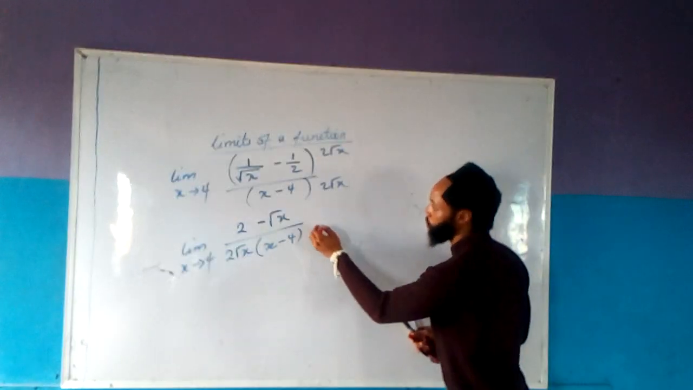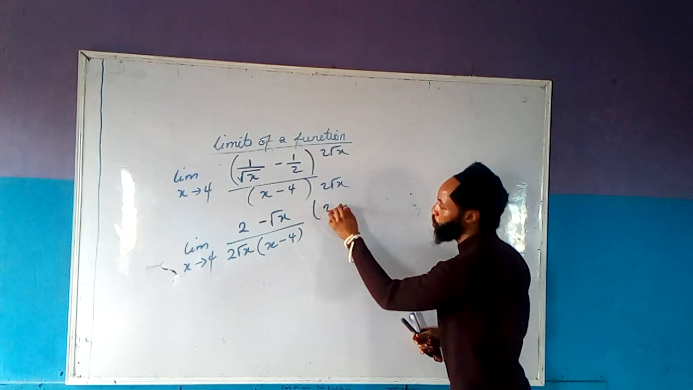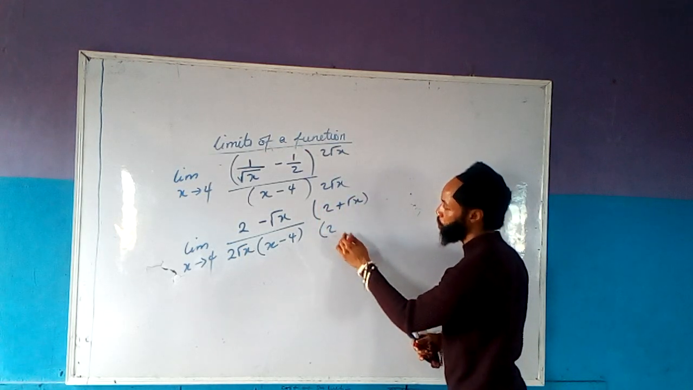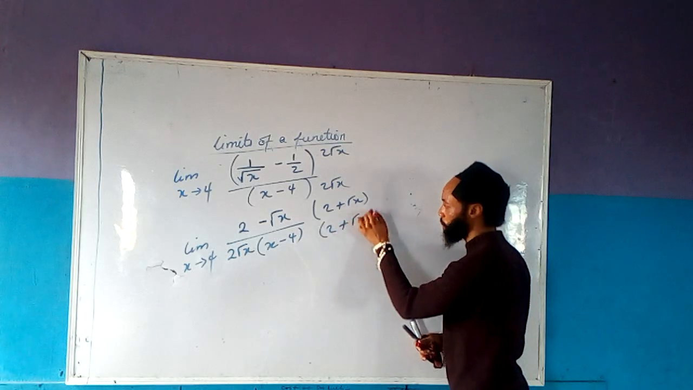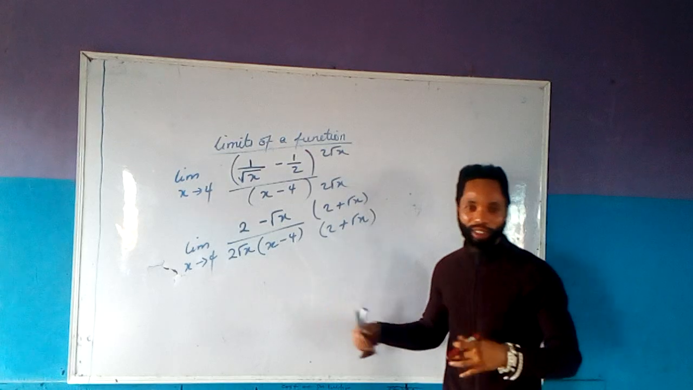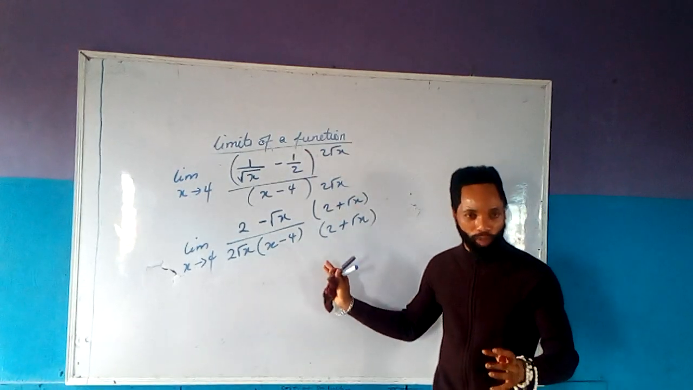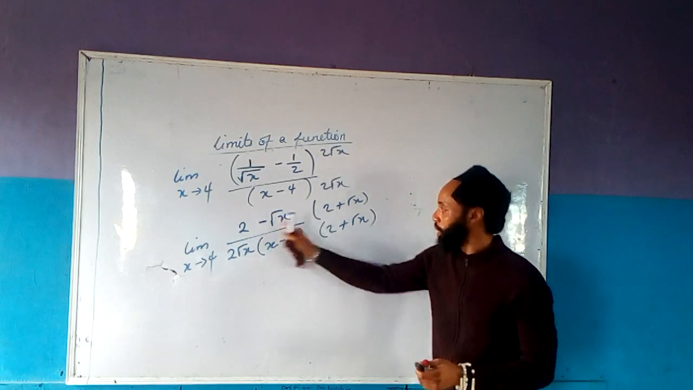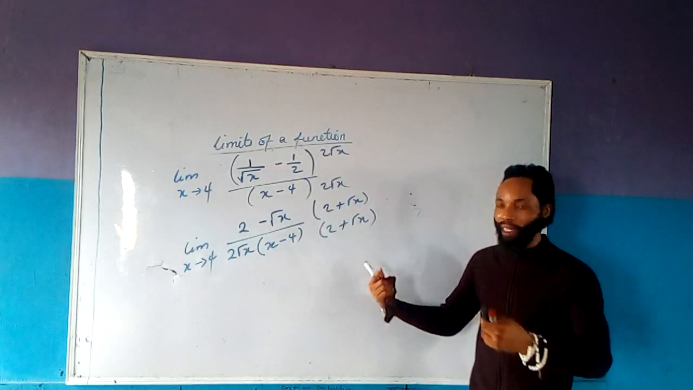So we're going to take it as what? 2 plus root x, then what? 2 plus root x. That's what we're going to have here. Now for your denominator, please keep it the way it is. You don't need to turn it to foil. Do not foil. This is conjugate. So if you keep doing this and this, you will end up getting the same thing.